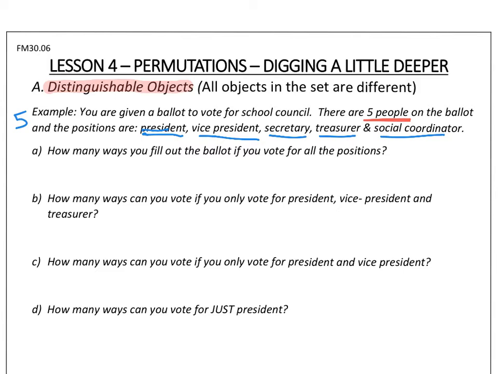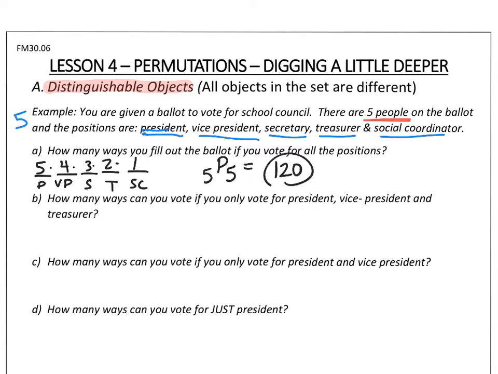So basically, if we were going back to the fundamental counting principle, I would have my 5 positions, president, vice president, secretary, treasurer, social coordinator, and I would have 5 options for that person, then 4, then 3, then 2, then 1. Or we can say that I have 5 people to choose from and I'm going to pick 5 of them. So 5P5. Either way, I get 120.